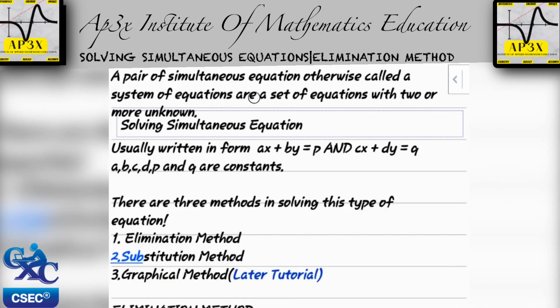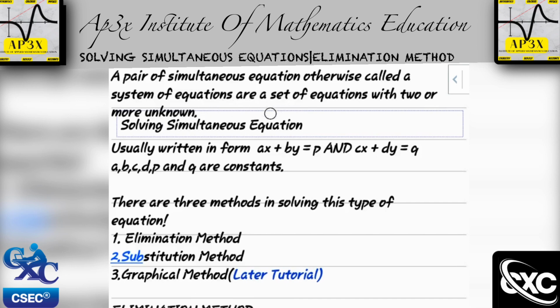Now, traditionally, I've always started off with just an explanation of the concept of simultaneous equations. And simultaneous equations run very deep. I'm not going to be going into the history of simultaneous equations. We're just going to be going into the methods of solving the actual equation. Now it says here that a pair of simultaneous equations, otherwise called a system of equations, are a set of equations with two or more unknown values or two or more unknown variables.